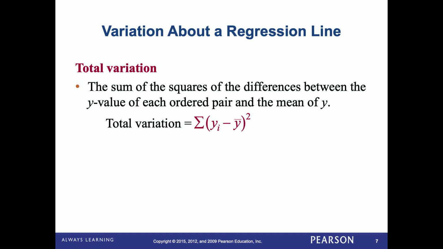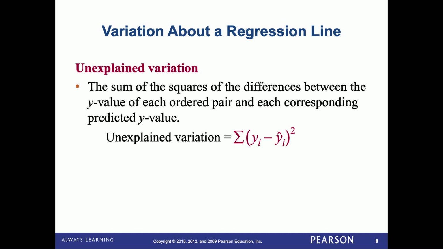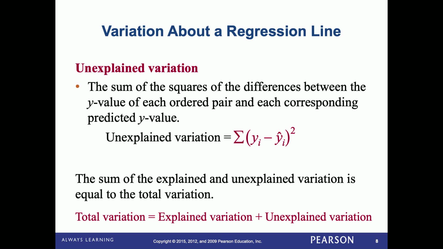Total variation: the sum of the squares of the differences between the y value of each ordered pair and the mean y. It's total variation. Explained variation is the sum of the squares of the y cap minus y bar. And the unexplained variation is the sum of y minus y cap squared. So total variation is the sum of the explained variation plus the unexplained.